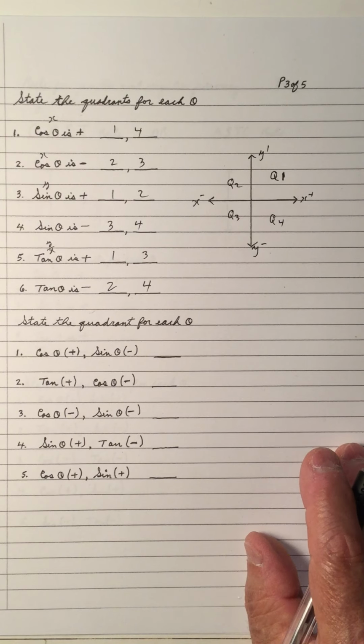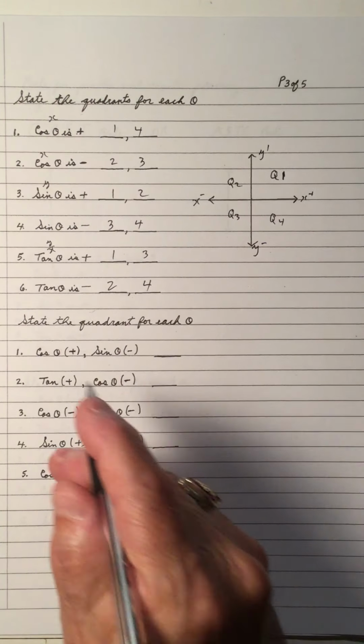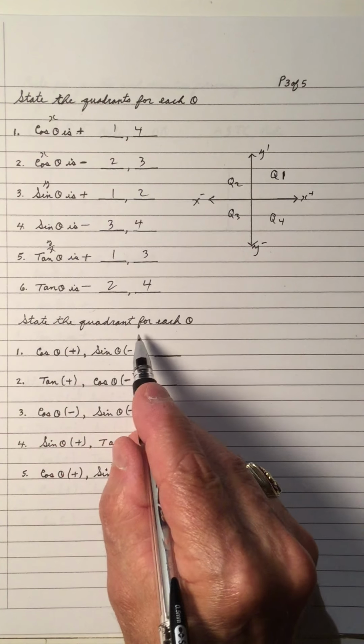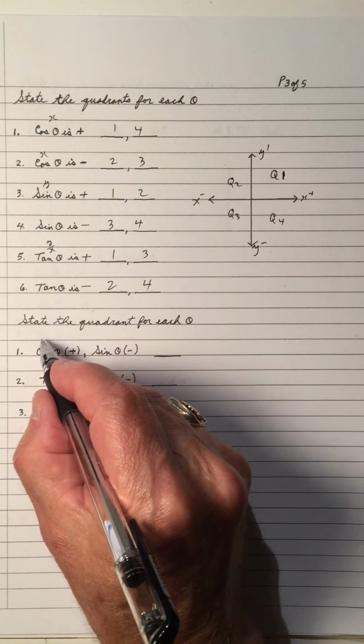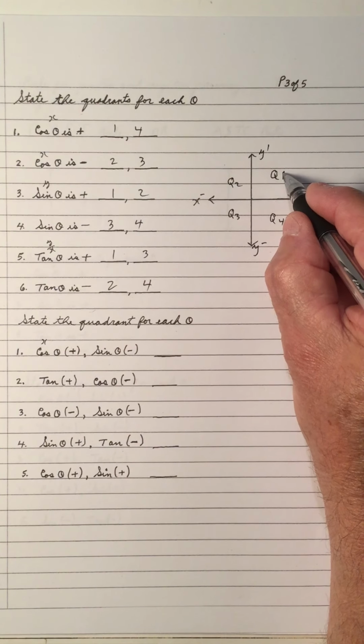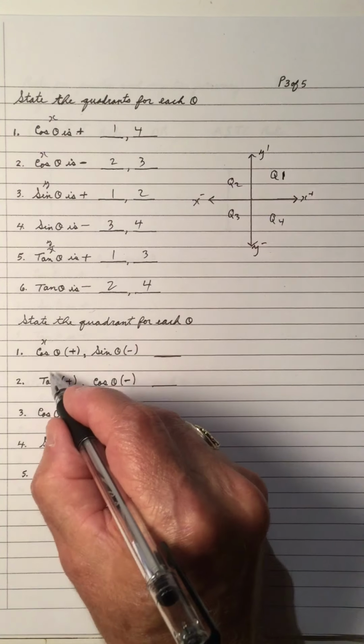Now, see if you can pause the video and work these out. State the quadrant for each theta. Where is cos positive? Cos is associated with the x. Cos is positive in 1 and 4.